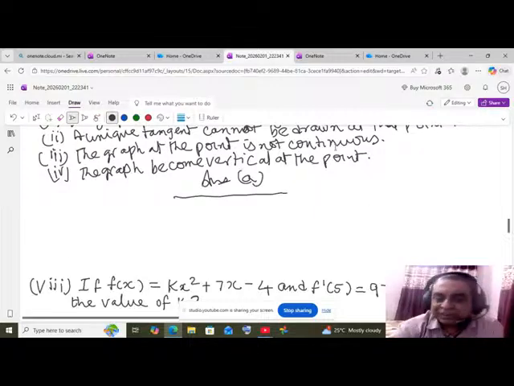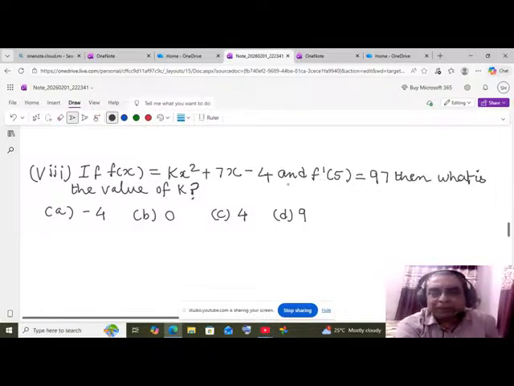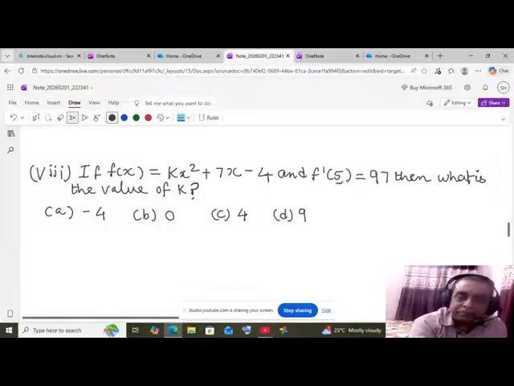Now we are moving to the next question, number 8. Here f(x) equals kx squared plus 7x minus 4, and f dash of pi, that is the differential coefficient of f(x) at x equals pi, is given as 97. Then what is the value of k? The choices are A is minus 4, B is 0, C is 4, D is 9. From these choices, we have to choose one correct choice.